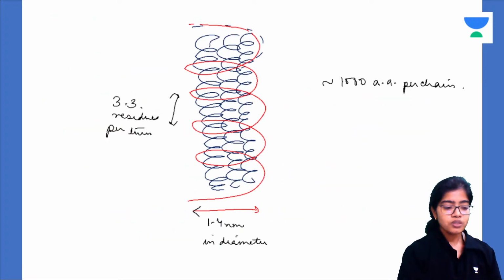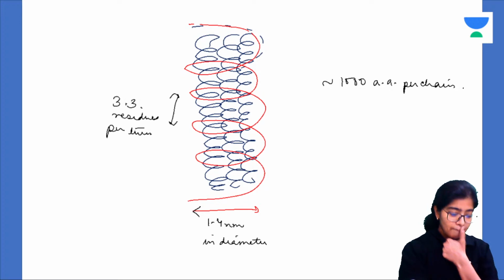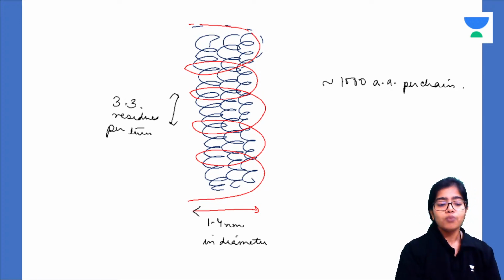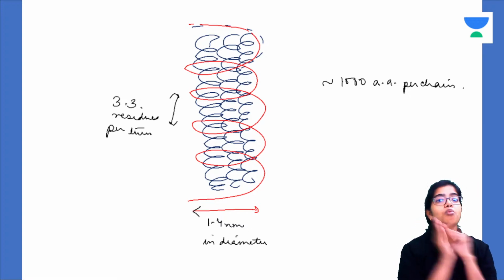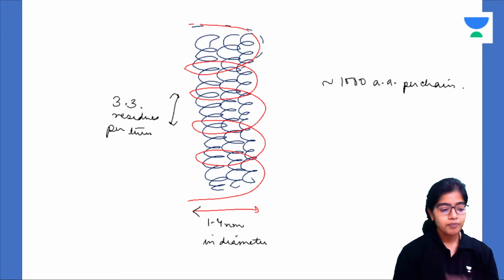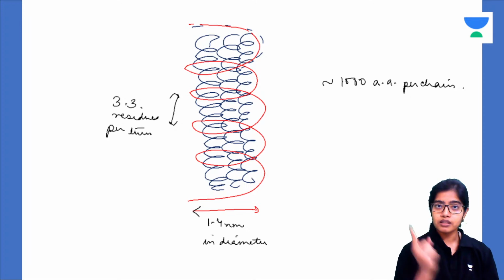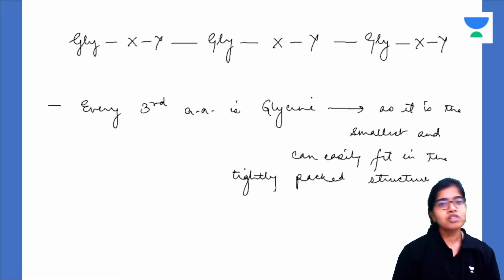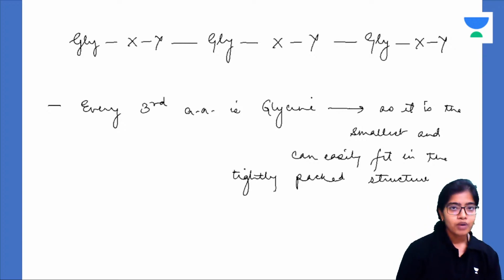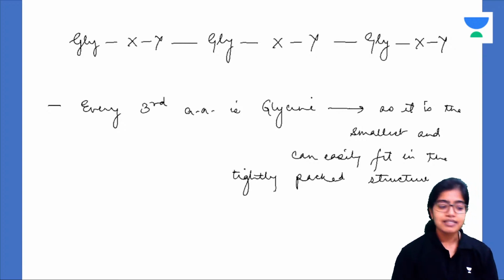Now, what are the other residues? So this is the structure. Per chain there are almost 1000 amino acids. Can you see how tightly packed it must be? And per one turn, that means one pitch, there are 3.3 residues per turn. What is the diameter of the fibril? The diameter of the fibril is 1.4 nanometers. Now it is Gly-X-Y, Gly-X-Y, Gly-X-Y. What does this mean? X and Y can be other amino acids, but every third amino acid is a glycine.